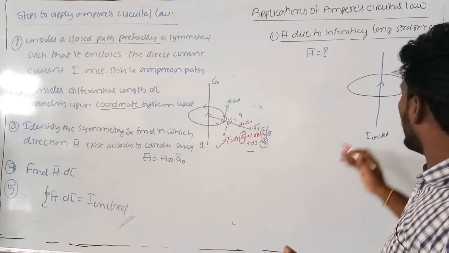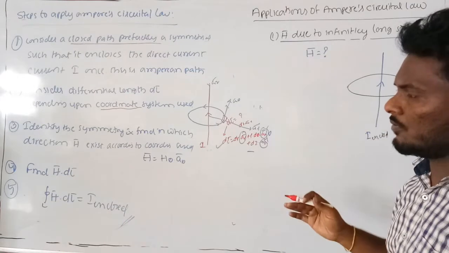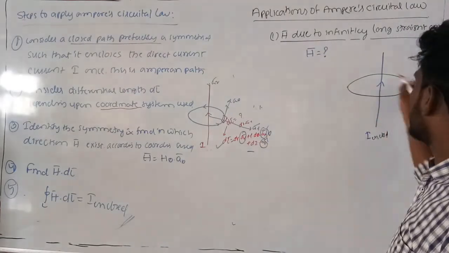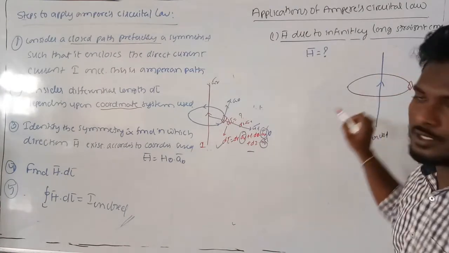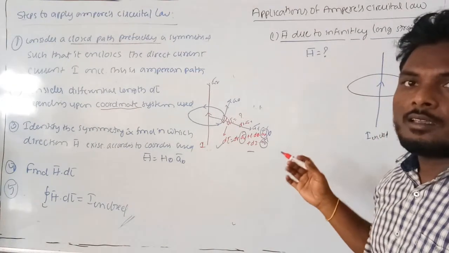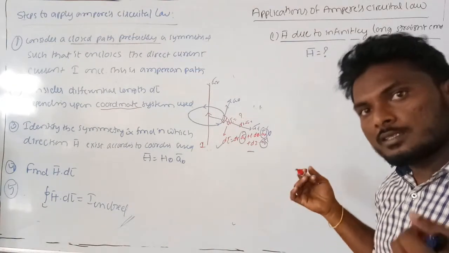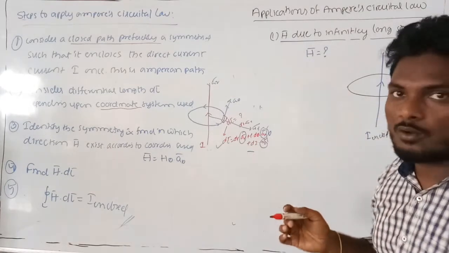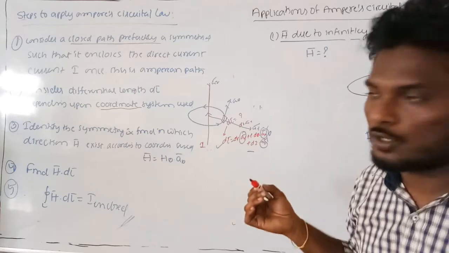Now for what purpose have I considered the cylindrical coordinate system here? As the field is assumed in the circular direction, a circular path is described in the cylindrical coordinate system. That's why I used the cylindrical coordinate system instead of the Cartesian coordinate system.